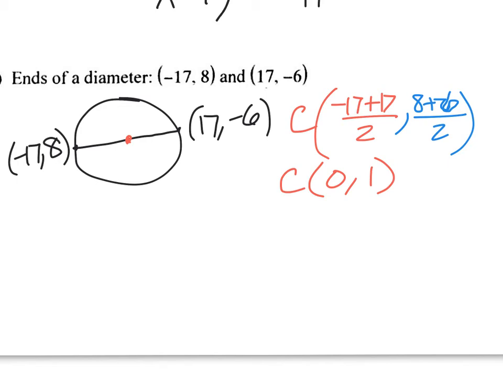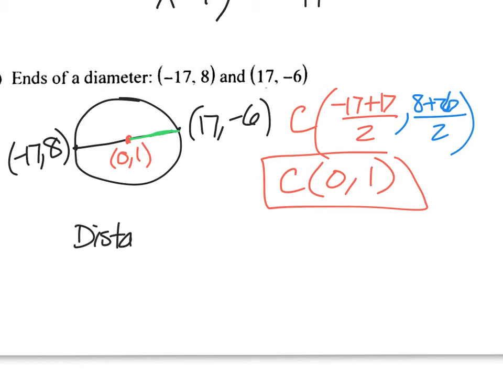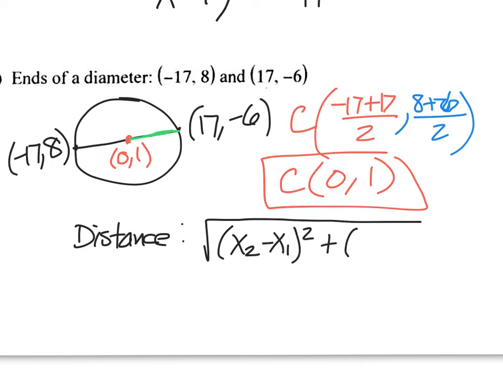Okay. So there's the first thing. So I have my center. Now I have to find my radius. Now how in the world do I get my radius? Well, if my center is here at 0, 1, my radius is the distance from the center to one of the endpoints. Now it doesn't matter which one you do, but I'm going to do this one. So now I've got to go back even further and remember the distance formula. Okay, so let me write that out. The distance formula was the square root of (x2 minus x1) squared plus (y2 minus y1) squared.